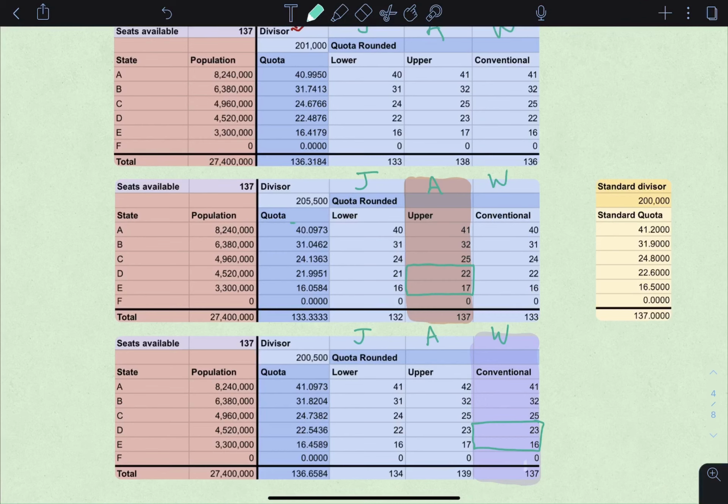And in the future, we'll look at the Huntington-Hill method, which uses yet another rounding scheme. And that will be in the video coming up. But it will still rely on changing the divisor to make the total allotment or apportionment of seats to be exactly as many as you have available.